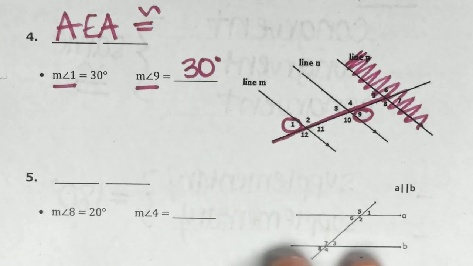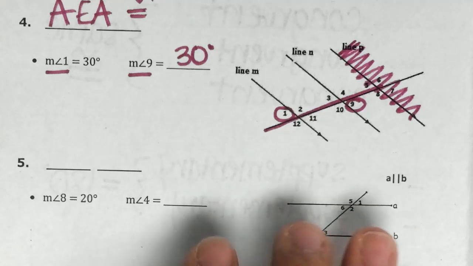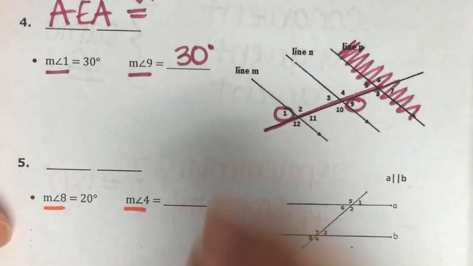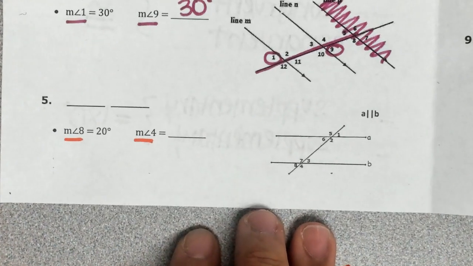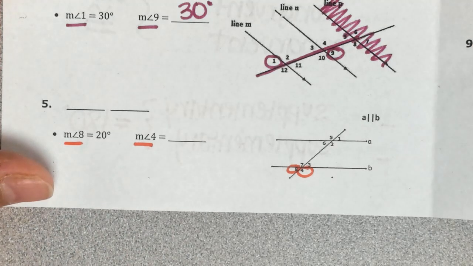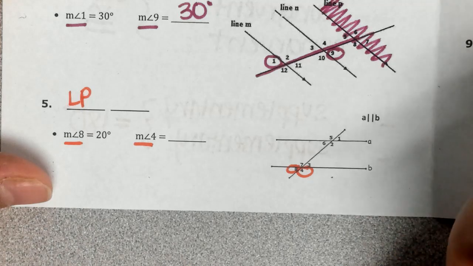All right, this next one is a trick question. 8 and 4. What do 8 and 4 do? They're adjacent. They're right next to each other. What is that called when they're right next to each other? A linear pair. And what do we know?